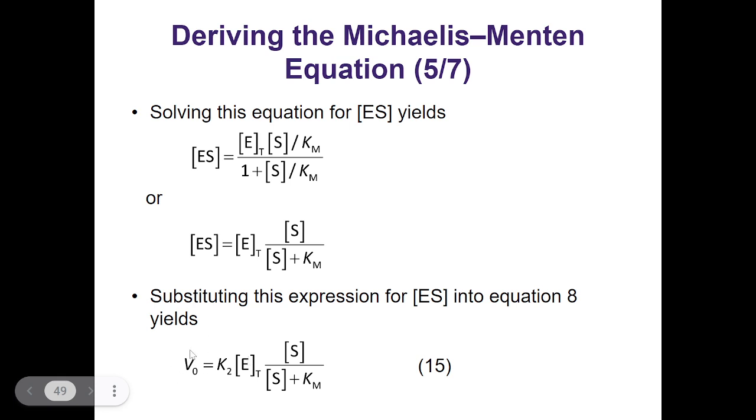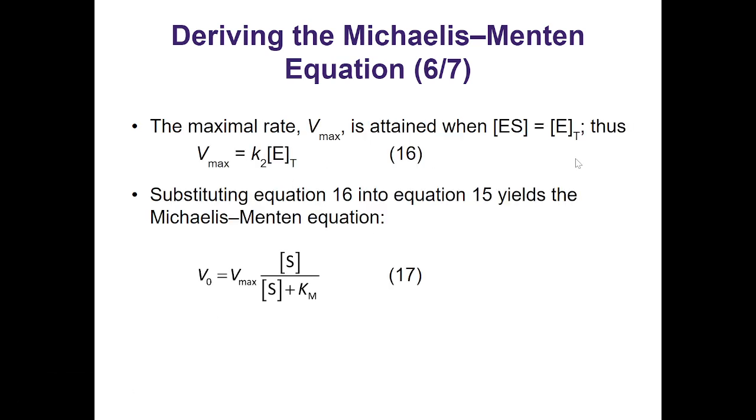Notice that we've actually now got it down to V0, okay? And this then has the K value, K2, enzyme total, substrate divided by substrate plus Km. Okay? All right, so the maximal rate, Vmax, is actually going to be obtained when the enzyme substrate complex would be all of our enzyme total, right? Or essentially so, most of the way to it. Okay, and what that means is that at Vmax, it's going to equal K2 times the E total.